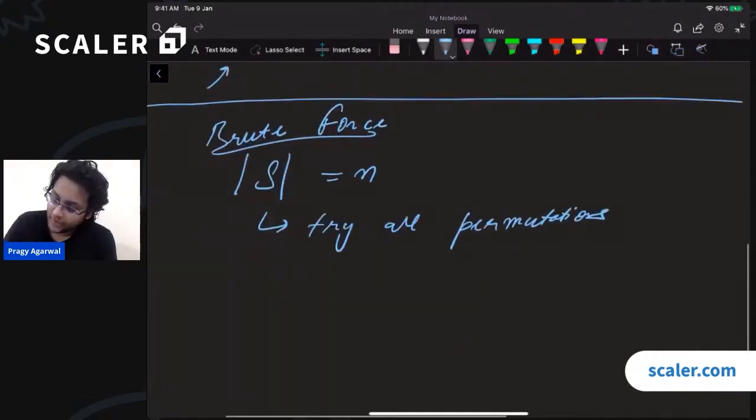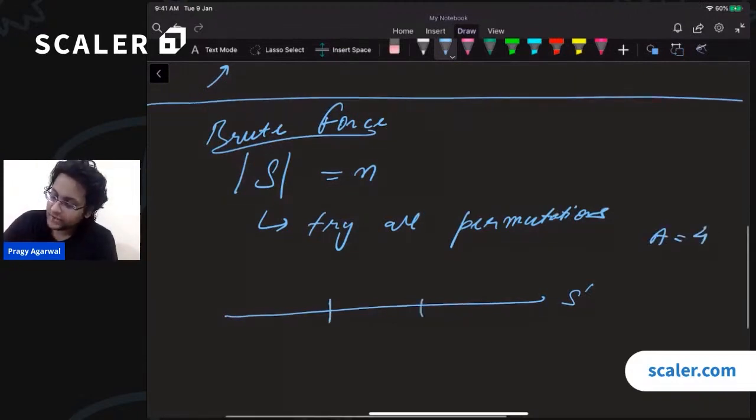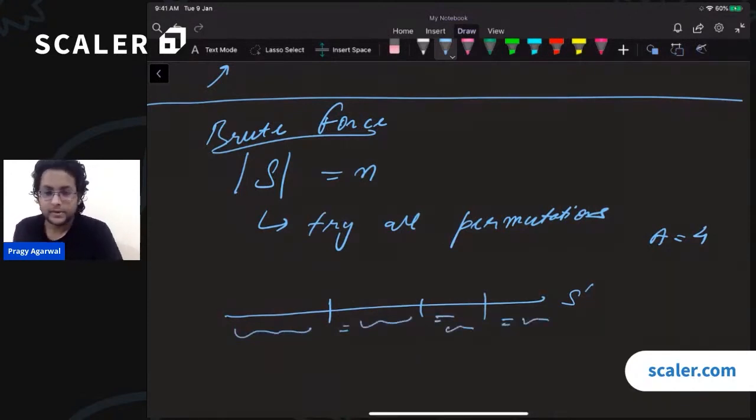Let us suppose that we have some permutation of the string S, and we have the value of A. Let us suppose A is 4. So we can split this string into 4 parts, and we can check whether this is equal to this, is equal to this, is equal to this. Simple enough. That will be the brute force approach.